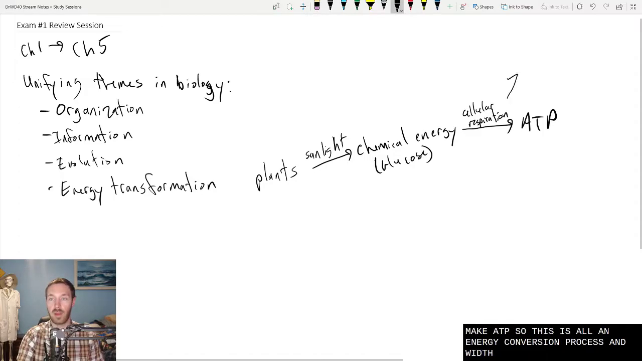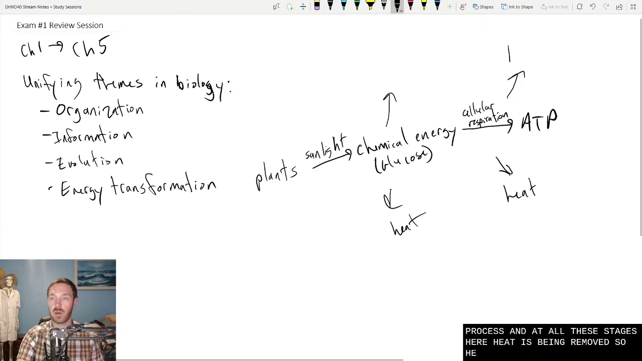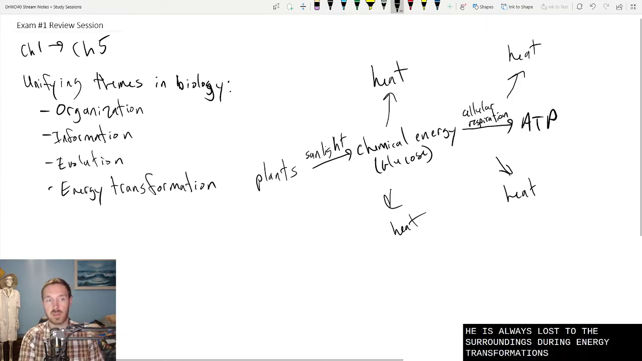And throughout this whole process then, at all these stages here, heat is being removed. So heat is always lost to the surroundings during energy transformations. So energy transformation is a very, very important one right here. And we have some chapters coming up that define this energy transformation.